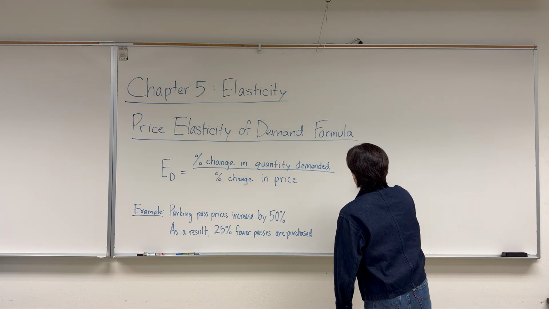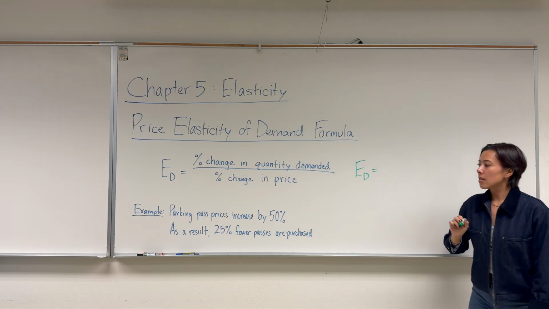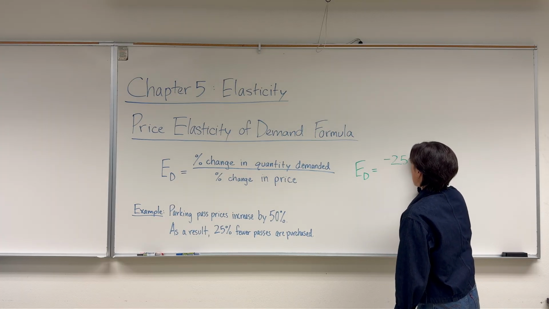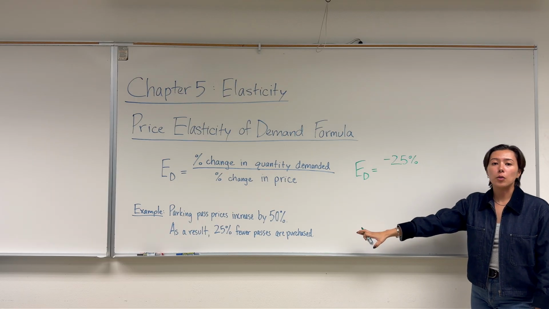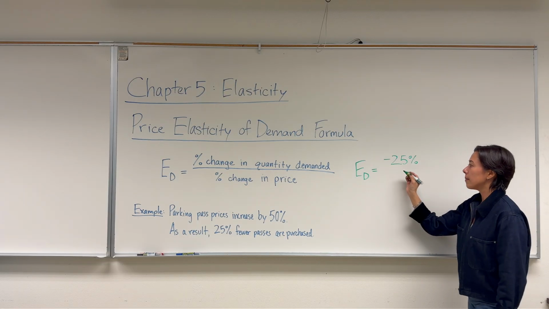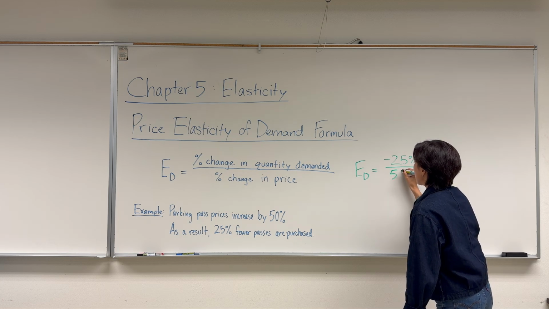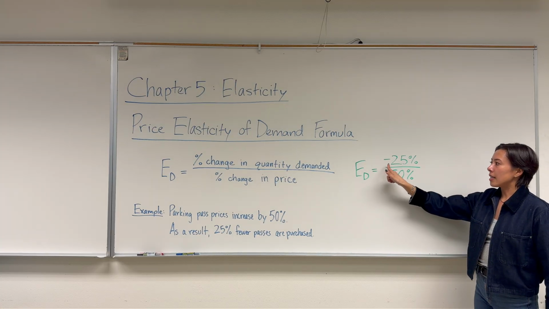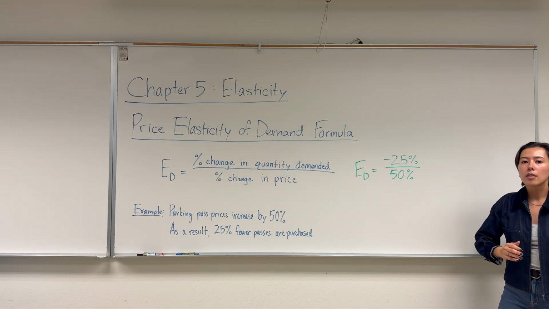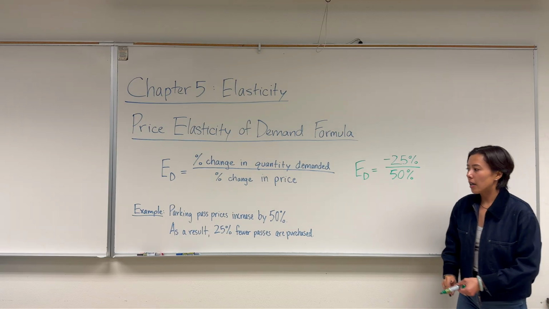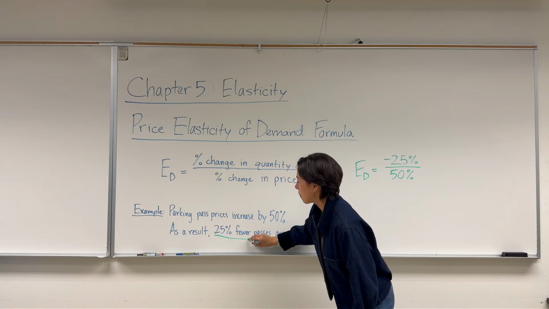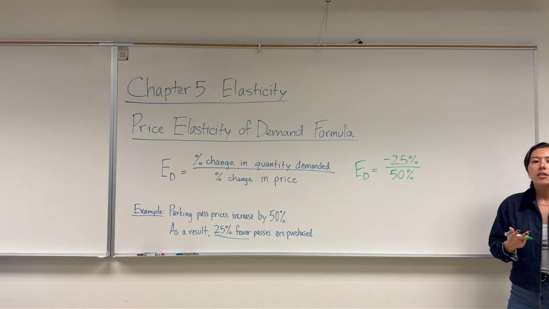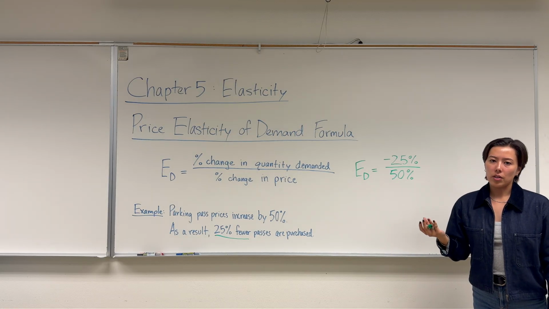So I'm going to say my price elasticity of demand for parking passes is going to be equal to a 25% decrease in quantity demanded, since 25% fewer passes were purchased, divided by a 50% increase in the price. So what we want to notice here is that I need to make sure I include a negative sign for my change in quantity demanded. Because this problem is telling me that 25% fewer passes were purchased, this represents a negative change in quantity demanded. So I need to make sure that I reflect that in my calculations.